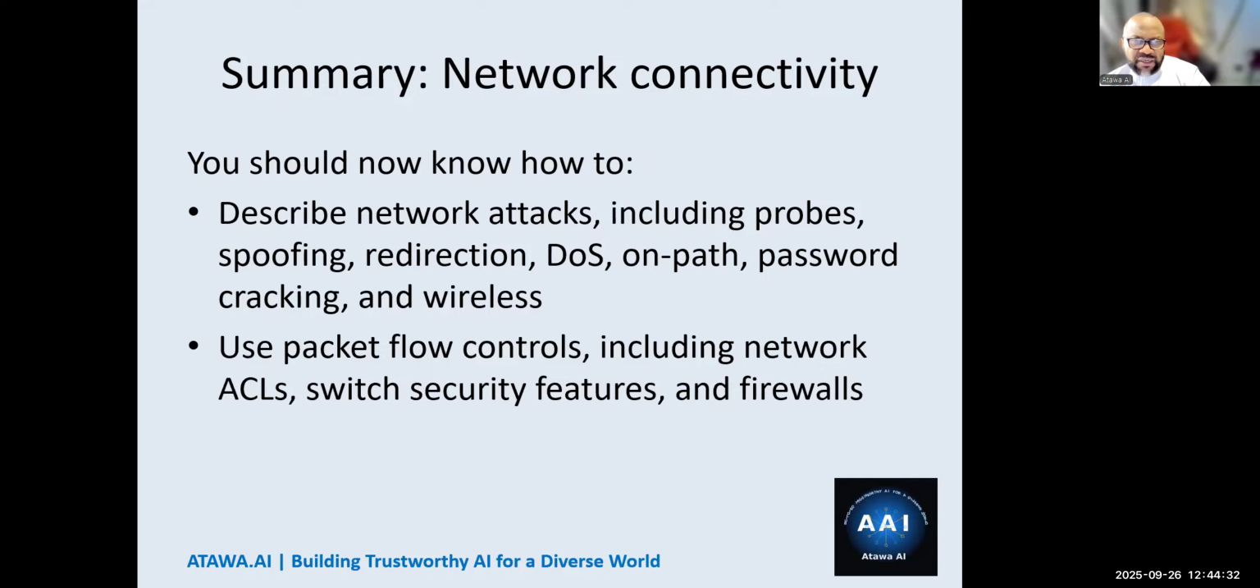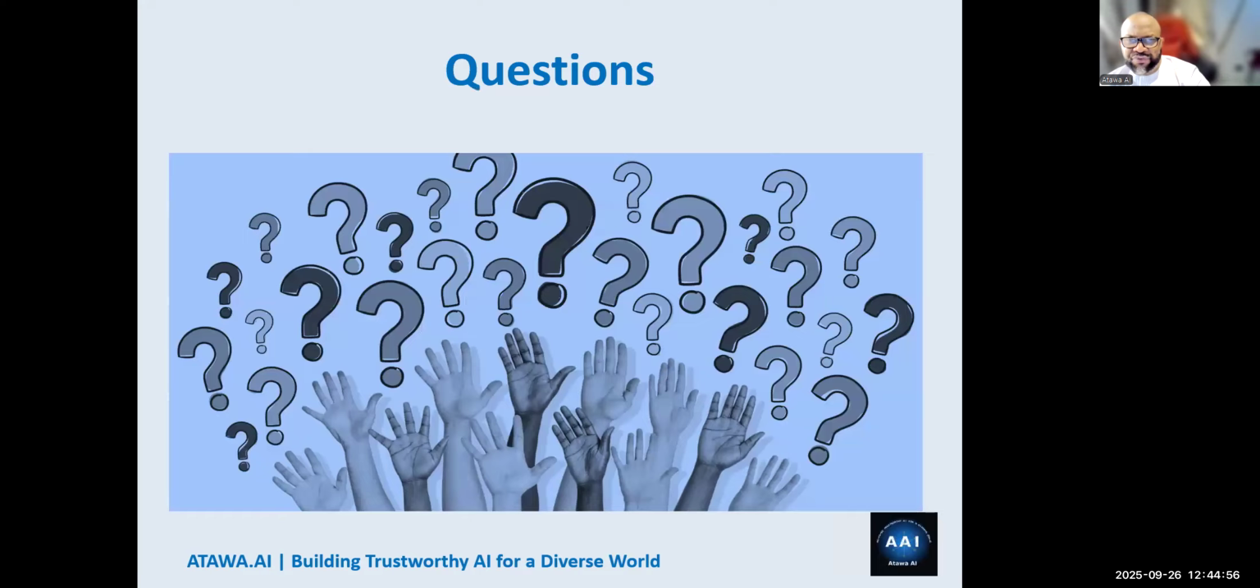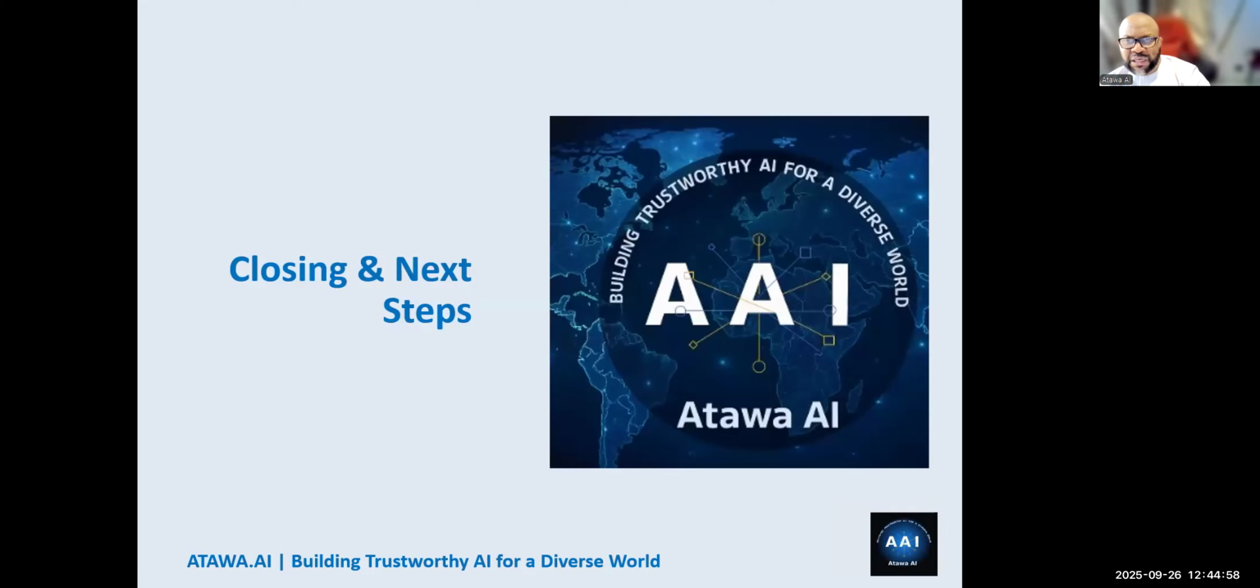So I know we covered a lot of stuff, but let me show you some things here because I'm on a Windows system. But now you understand probes, spoofing, on-path, password attack, wireless attack. You understand flow control, like using the network access control list, switch security features, firewall. Send me questions. We're going to look at chapter 6, hopefully next week, as time permits.